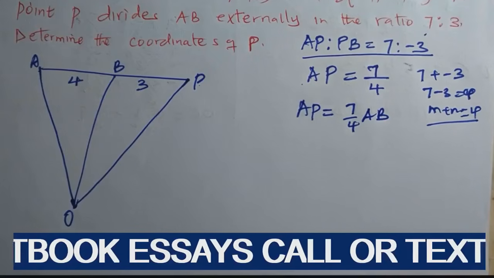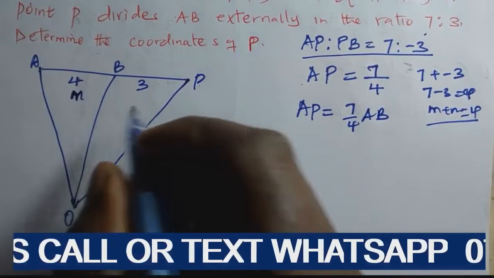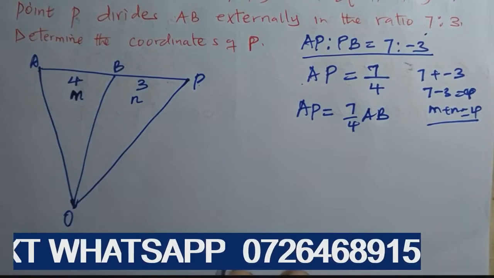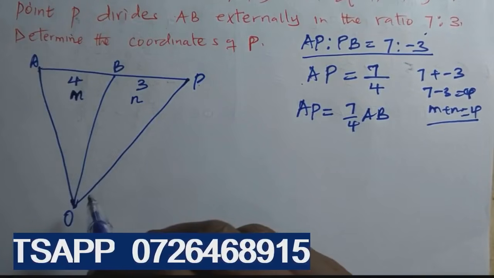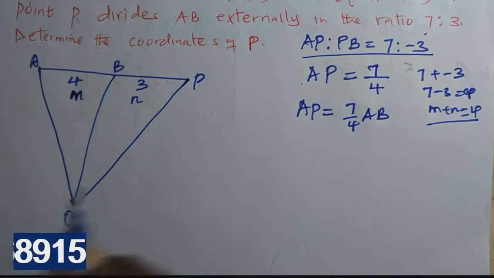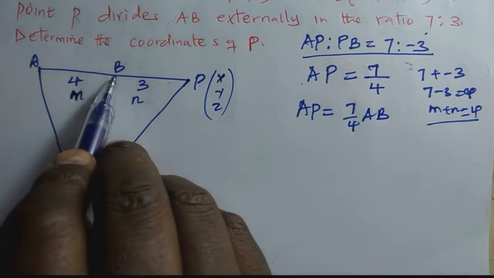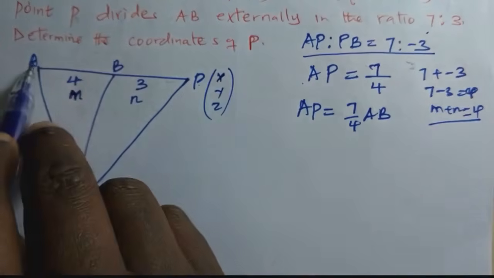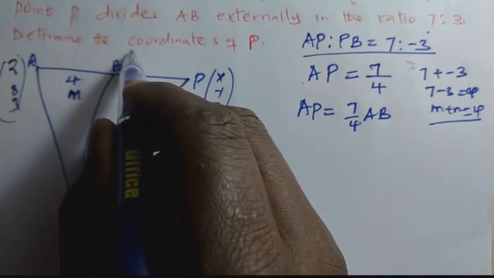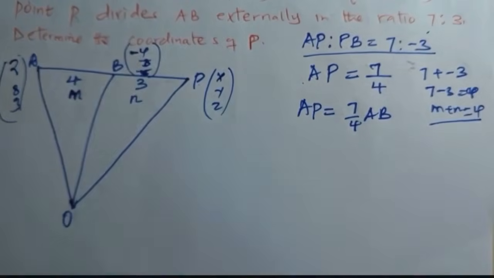So let's look at this one. We can now use the ratio theorem. If I give this one m, I give this one n, what we want is to find the coordinates of P. We are looking for the coordinates of P, x, y, z. That's what we don't have. We have the coordinates for B, here they are. The coordinates of A, here they are. 2, 8, 3. -4, -8, -5. Those are the coordinates.